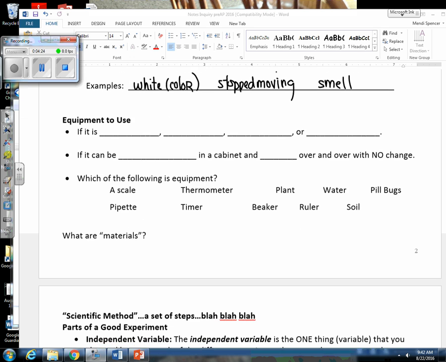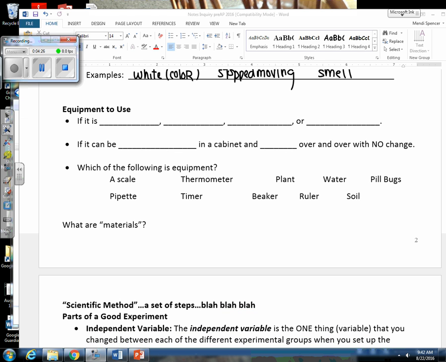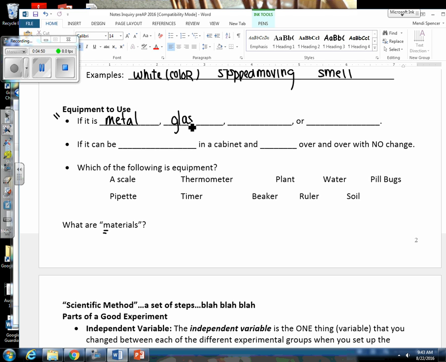Now, on the lab that you completed on that first day, there was a question. After you did the diatoms, it says indicate the equipment that you would need in order to do this demonstration. So let's talk about what we mean by equipment. Because sometimes you're asked to specify equipment and sometimes you're asked to specify materials. So there's a difference between the two. If something is considered equipment, I want you to think of things that would be metal, glass, plastic, or wood. And what you're thinking of is probably equipment.